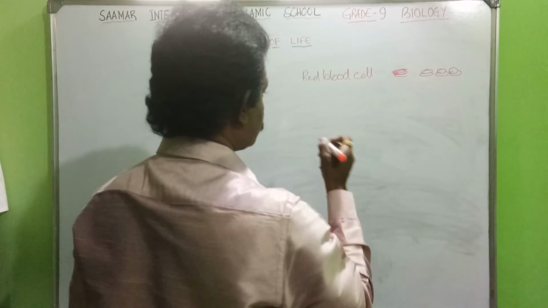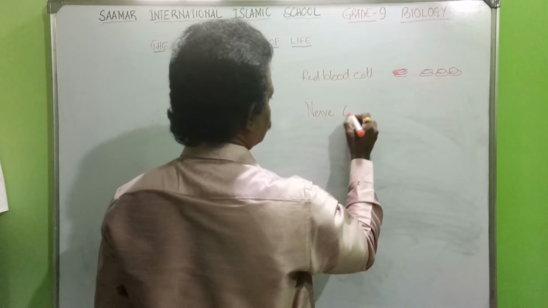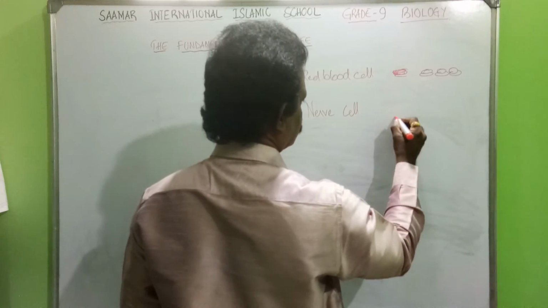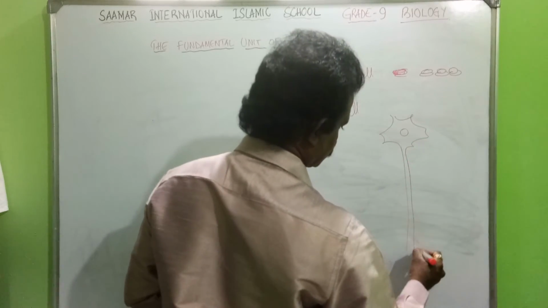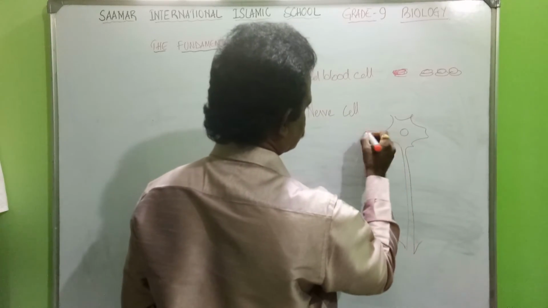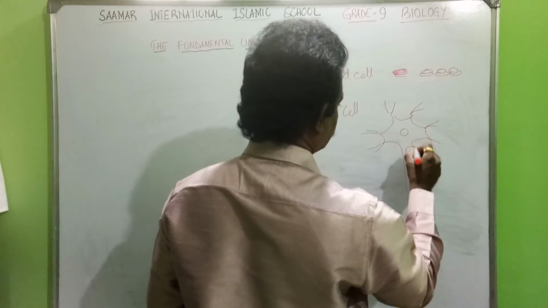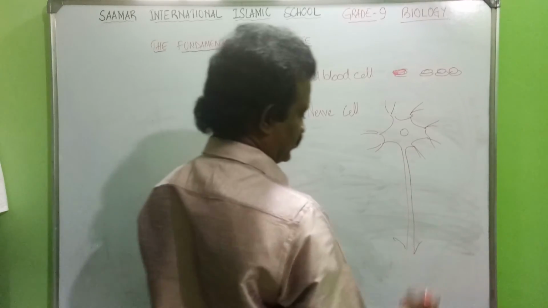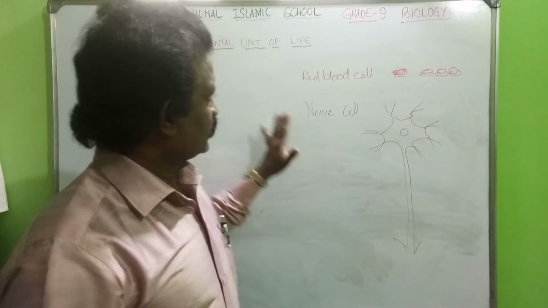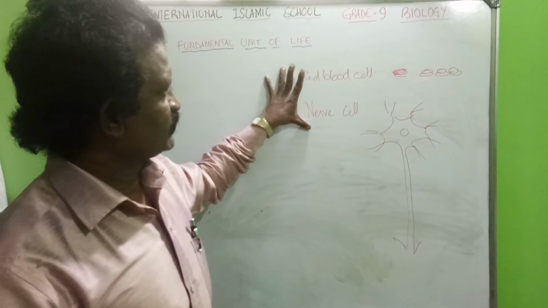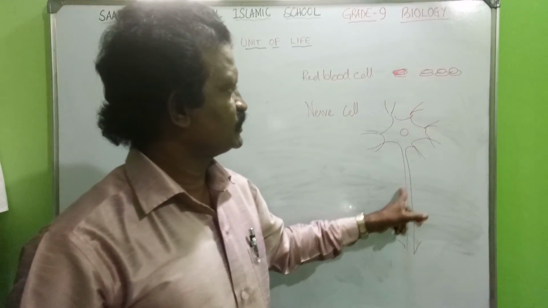Now if you see a nerve cell, it is the longest cell. You know the nerve cell diagram. The longest cell in our body is the nerve cell. It starts from your brain and it ends at our toe. Is it clear? So now I told you about the different types of cells in the body, the biggest and the smallest cell.